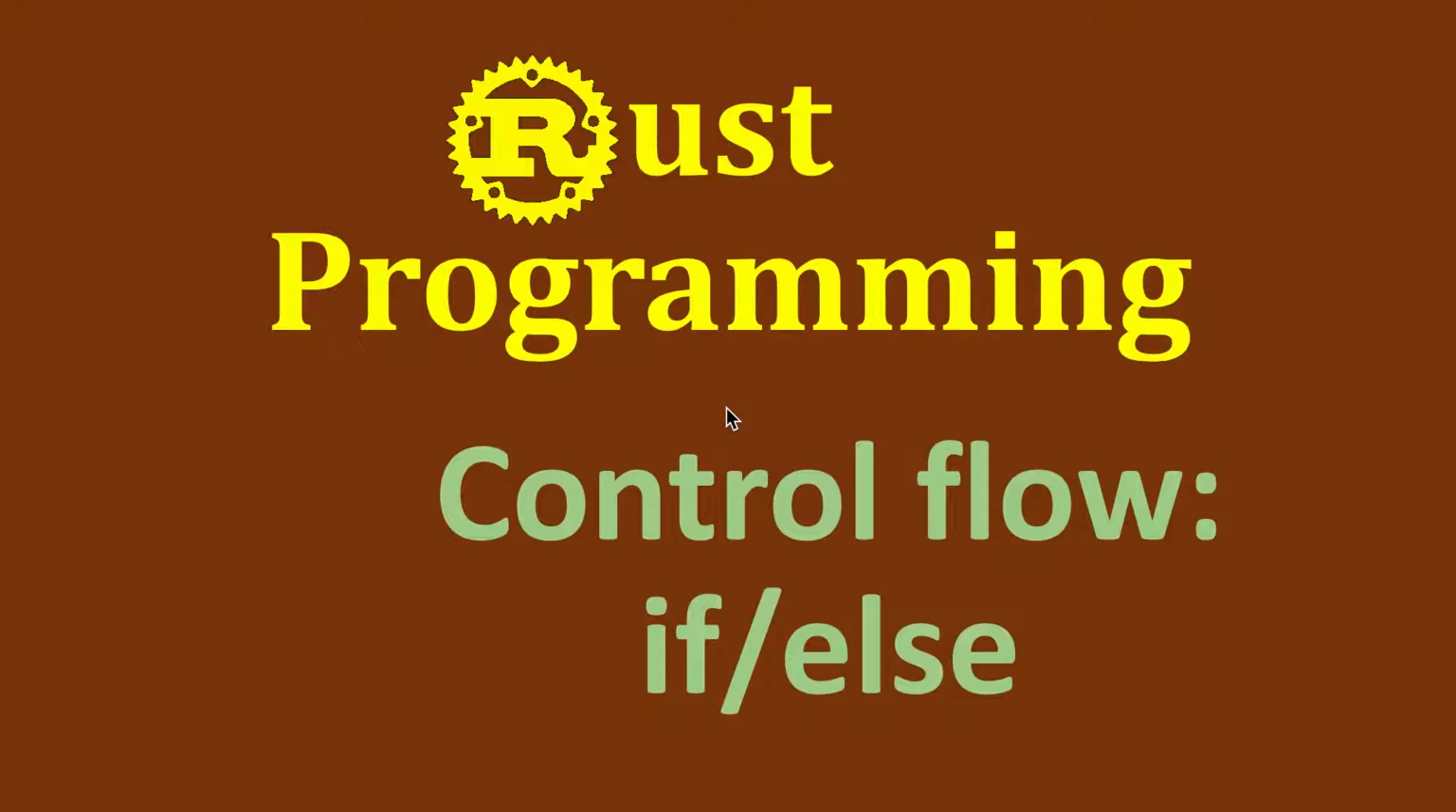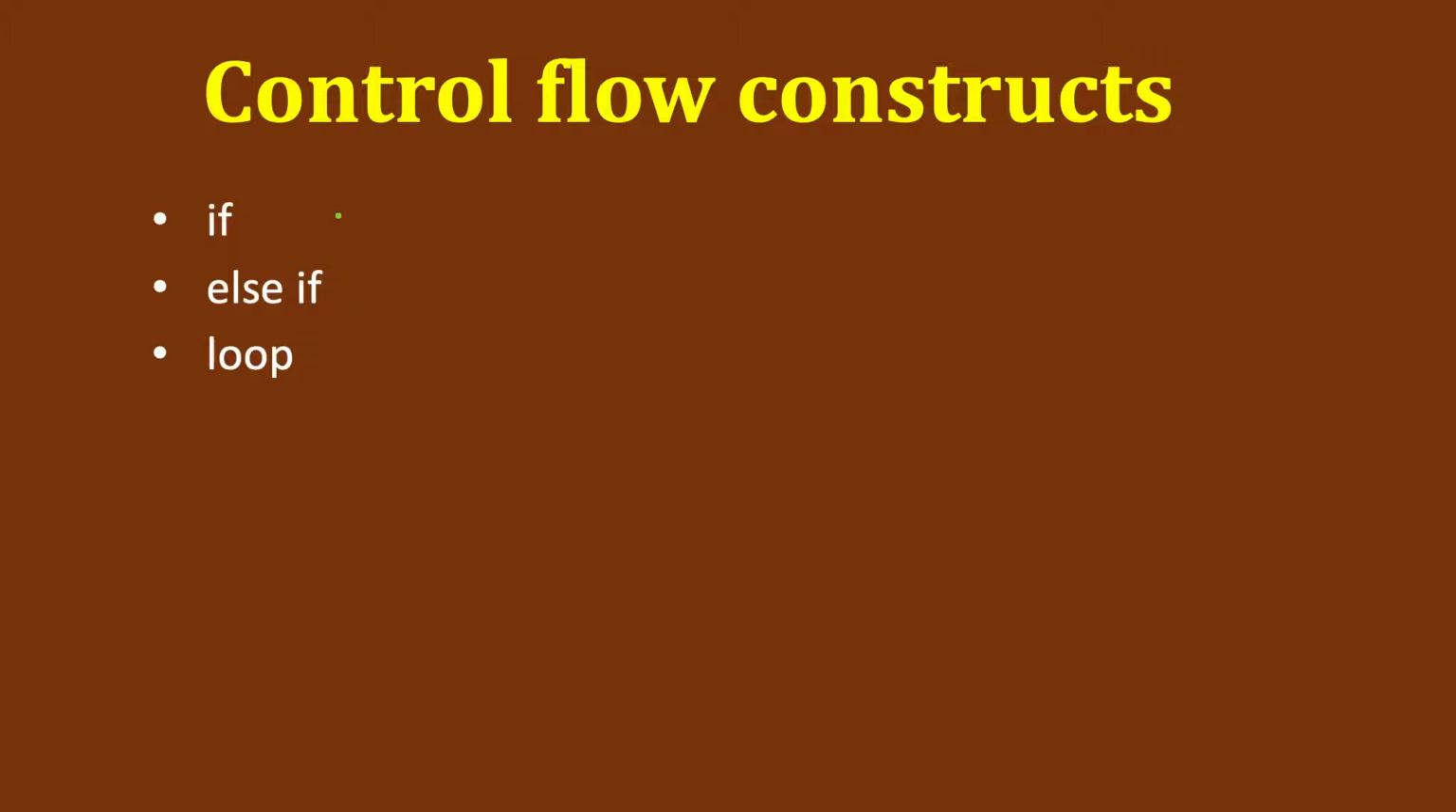Control flow statements are key to any programming language. These statements enable you to perform a certain piece of code, a certain task, depending on certain conditions. So in Rust also we have control flow constructs, and the most common of them are if and loop. So if enables you to execute some piece of code if the condition is true.